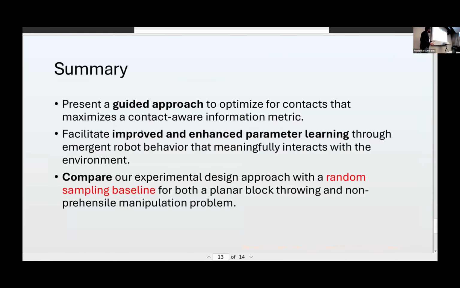So in summary, we present a guided approach to optimize for a contact that maximizes a contact information metric. We facilitate improved and enhanced parameter learning through emergent robot behavior that meaningfully interacts with the environment. And then we compare our experimental design approach with a random sampling baseline for a planar block throwing problem, as well as a non-prehensile manipulation problem.